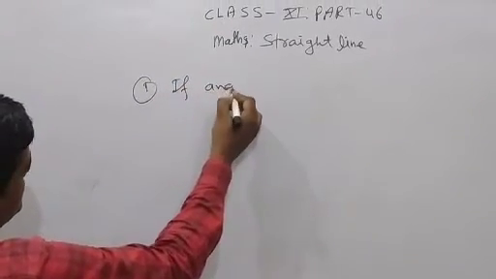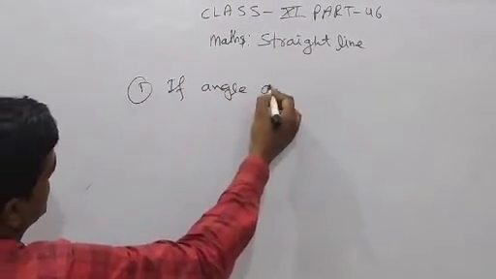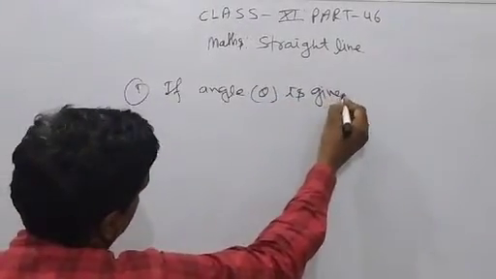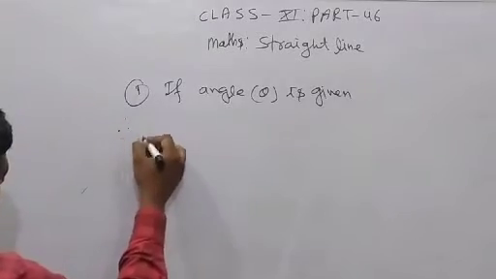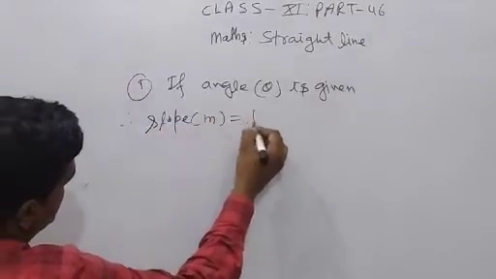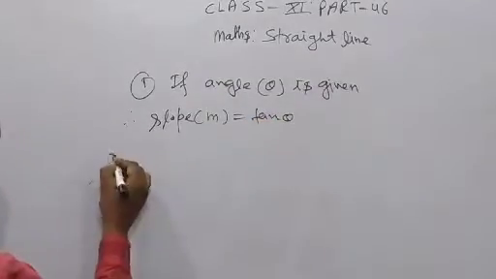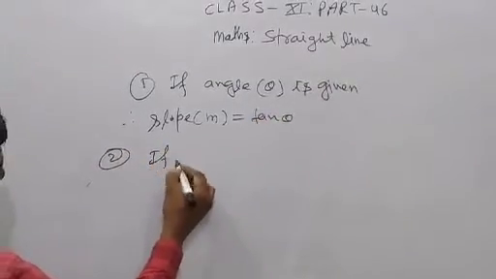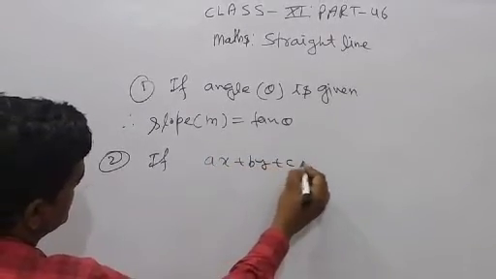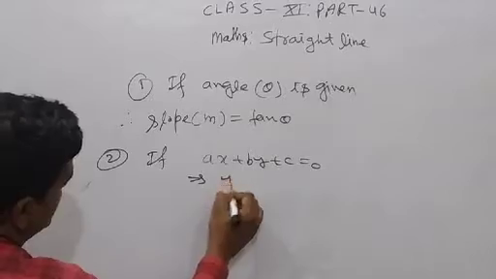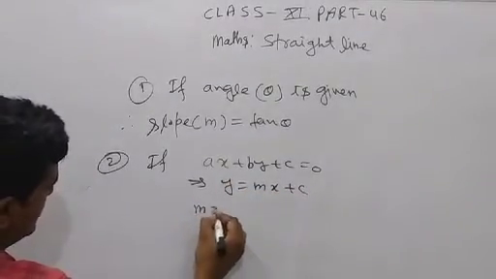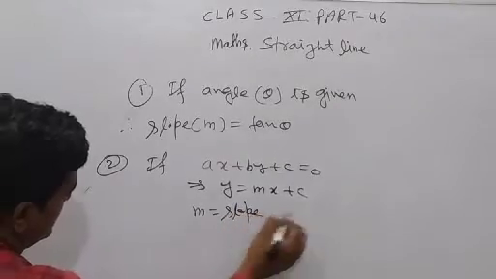First of all, if the angle theta is given, then the slope m is equal to tan theta. Second, if ax plus by plus c is equal to 0, we write it in the form y is equal to mx plus c, where m is the slope.